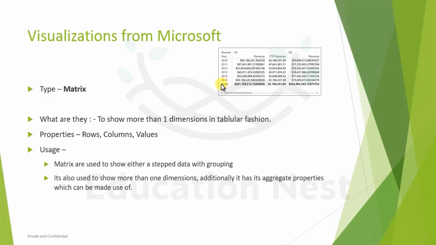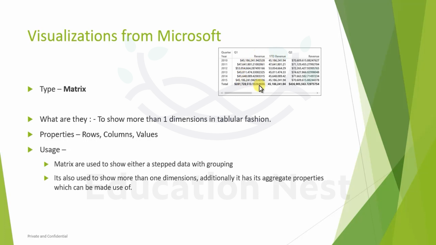Let's have a look at the new visualization, which is matrix visualization. Matrix visualization is usually used to show more than one dimension in a tabular fashion. If you look at this example, you have a year which is represented over here that has a dimension known as quarter, which is shown over here, and it has another value. Within that quarter is a revenue and YTD.